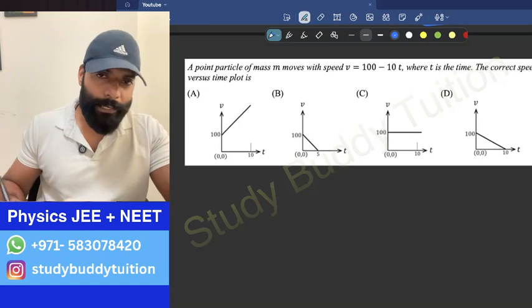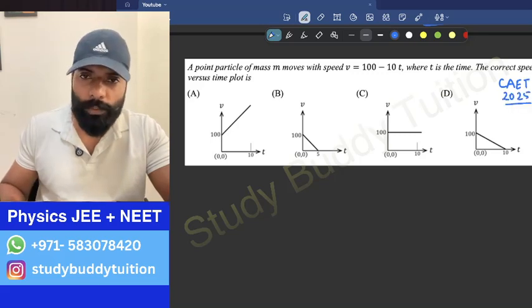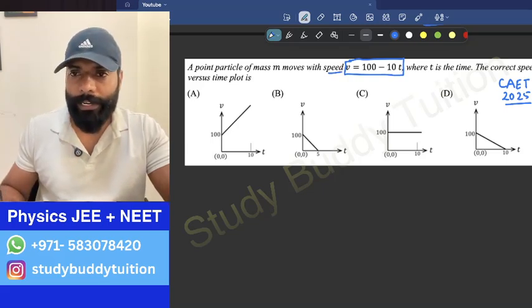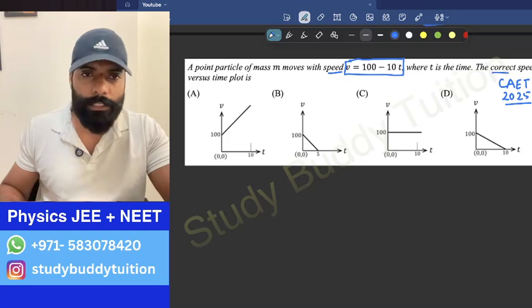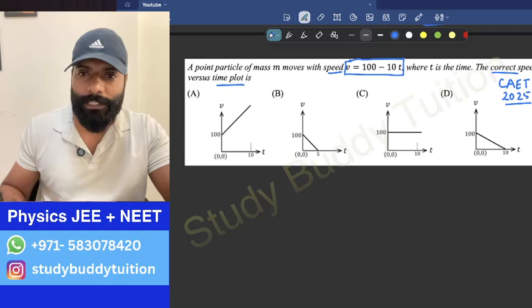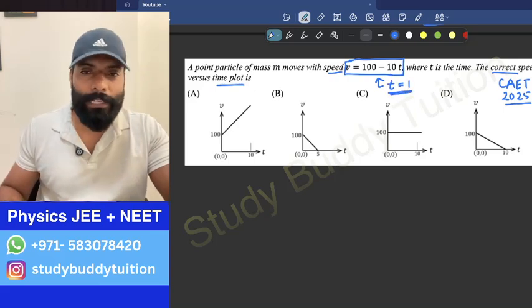Now for the kinematics, this is also a question from the CAT PYQ which came in 2025. This time they ask you a question based on a graph. A function of velocity is given to you, a speed that is equal to 100 minus 10t, and you need to draw the correct speed versus time graph here. So it's very easy, like drawing a graph of a straight line. We know that this is a straight line because there is no square or cube, the power of the time is 1 here. So it's a 1-degree function. So I'll get a straight line.